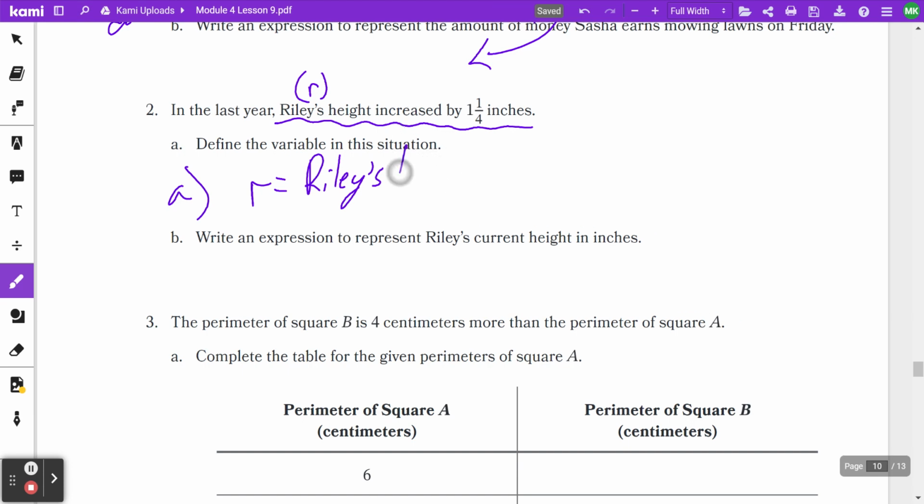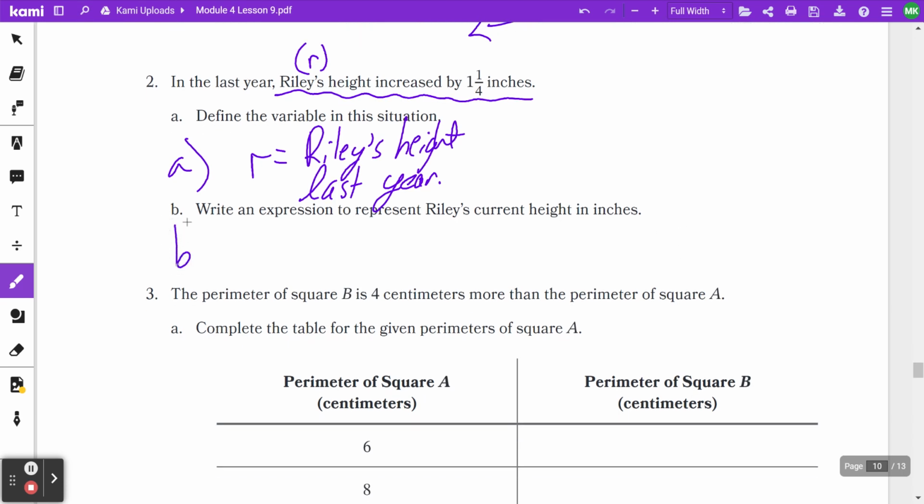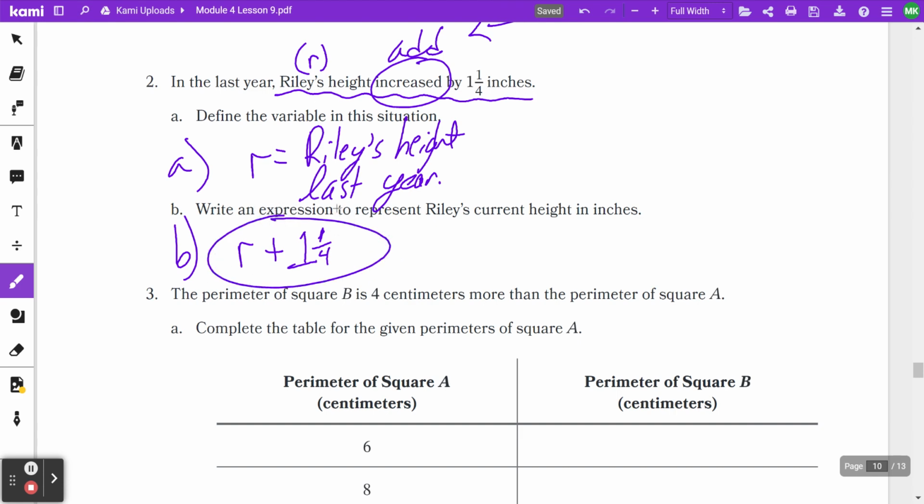Try to be specific because if you just say Riley's height, that could mean last year, the new year, that kind of thing. So you want to be very specific. So last year, like that. Okay. And here's that part B. Now, if it's increased, well, that means then to add, right? So I'm going to take that r, I'm going to add 1 and 1 quarter, and there is my expression.